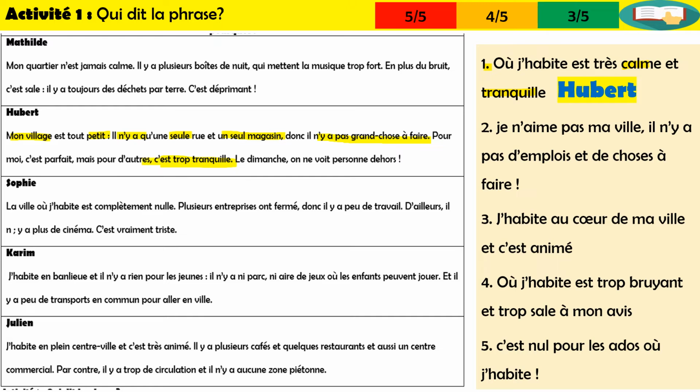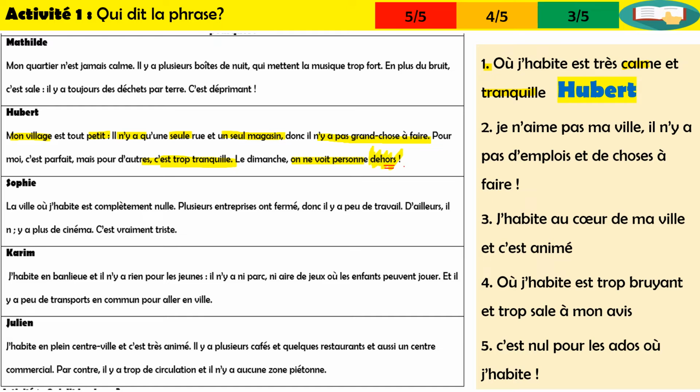Voilà, it's too peaceful. And then it says, le dimanche, on ne voit personne. So, on Sunday, you don't see anyone, and this word "hors" means outside. So you don't see anyone outside. That's why it's Hubert. Some really nice vocabulary here. So this one, "hors", write it down if you didn't know this was outside. And this word is used all the time.